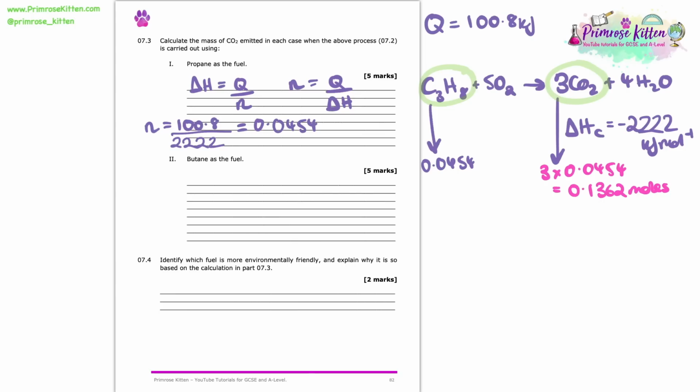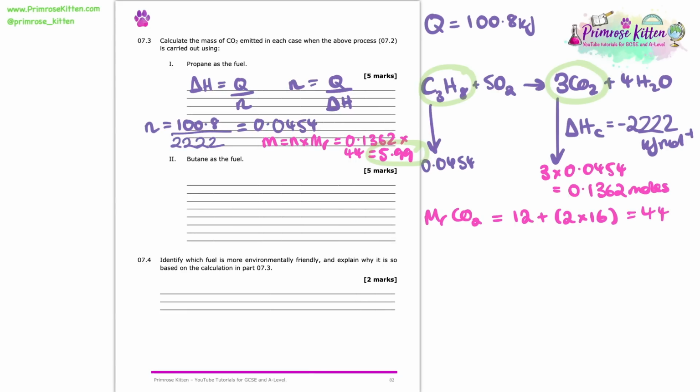So now we can answer our question and we can work out the mass of carbon dioxide. Now remember that mass we calculate by doing the moles times the MR. So let's quickly work out the MR of carbon dioxide. It's going to be 12 plus 2 times 16. That gives us 44. So our mass is going to be 0.1362 times 44. And that gives me a mass there of 5.99 if we round it just to 2 decimal places.